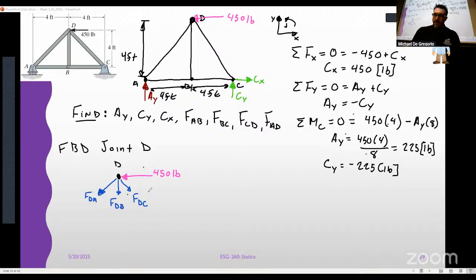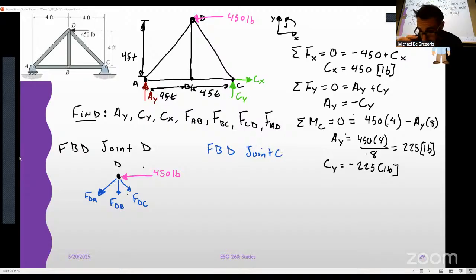Okay. Similarly, if I look at joint B, I've got three forces here. Probably not the best place to start. So I want to start at either joint C or joint A, right? Joint C or joint A. Let's start at joint C, right? So again, FBD for joint C.